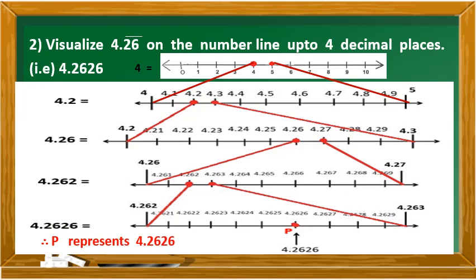The second sum is to visualize 4.26 bar on the number line up to 4 decimal places. 4.26 bar means 26 is getting recurred. So we have to adjust this decimal up to 4 decimal places. It becomes 4.2626. Now we are going to represent it on the number line.